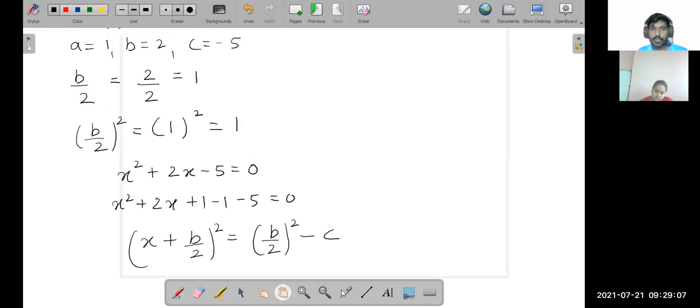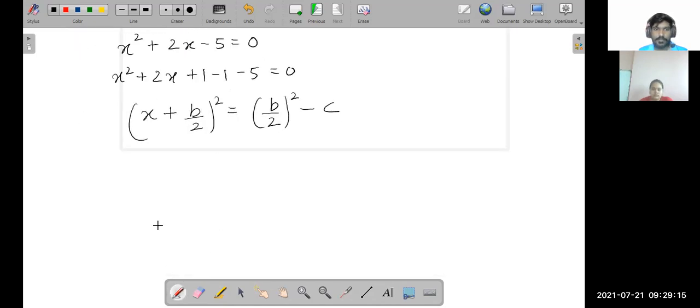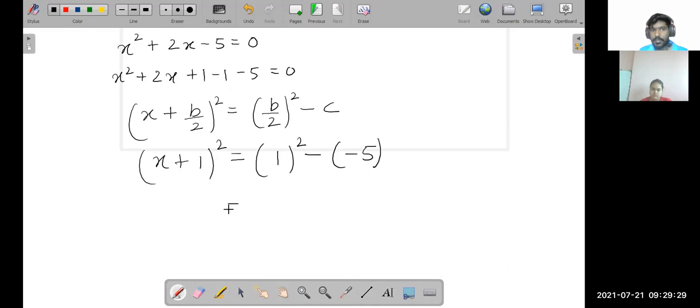Substitute the values. Note one thing, c is minus 5. b upon 2, we got 1. So let's substitute it. x plus 1 whole square is equal to 1 the whole square minus c, which is minus 5. To solve the right hand side, this is 1. Minus into minus, it will be plus 5. So it becomes 6. So you have x plus 1 the whole bracket square equal to 6.